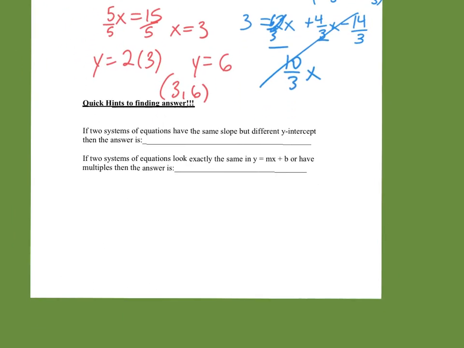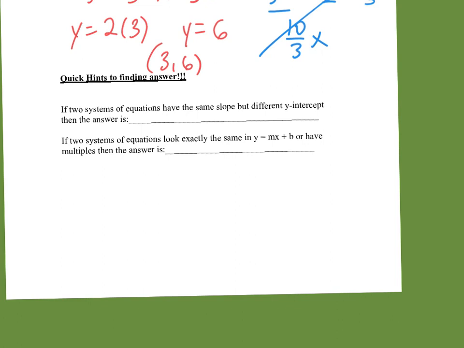But if two systems of equations have the same slope but a different y-intercept, these lines are going to be parallel, which means, what does parallel mean? No solution. If they don't ever touch, it's no solution. What about if they're the exact same? Same slope, same b value? Infinite. All right.